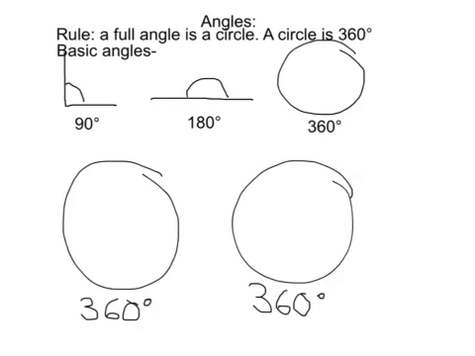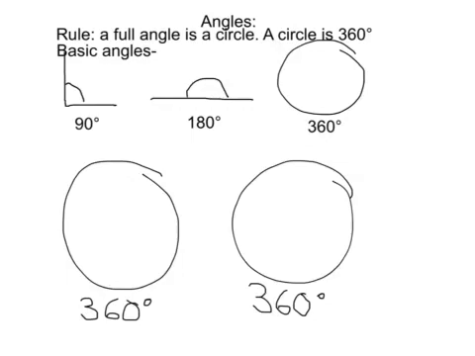Now the first thing you need to know is that a full angle is a circle, and a circle is 360 degrees. So all angles that are less than 360 degrees are only a part of a full angle. I have some basic angles here.